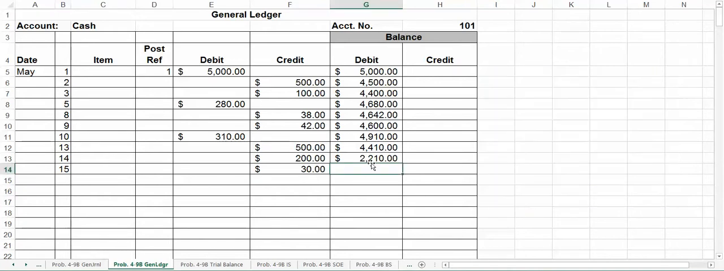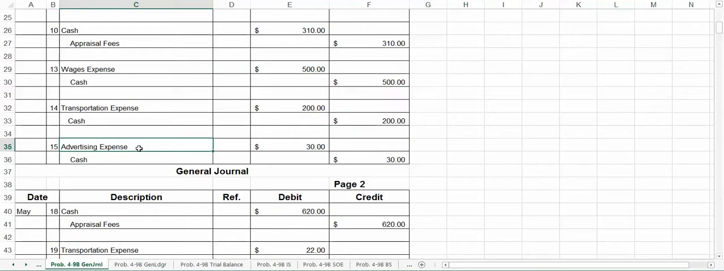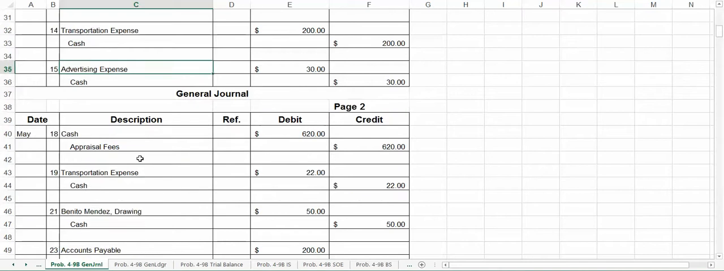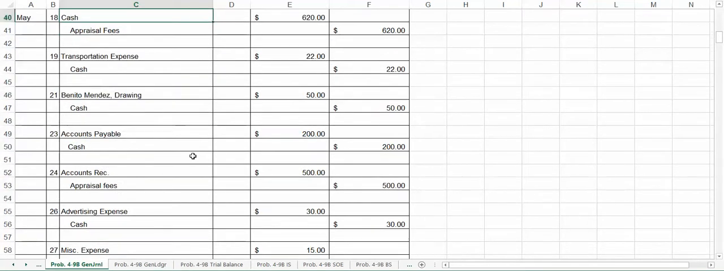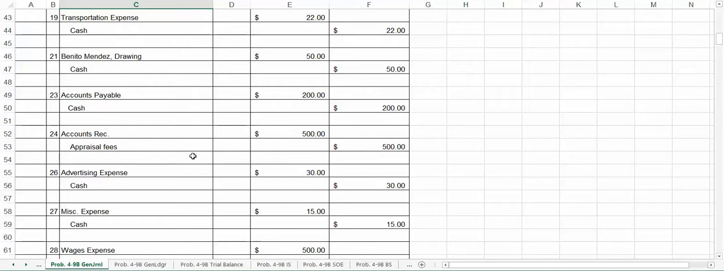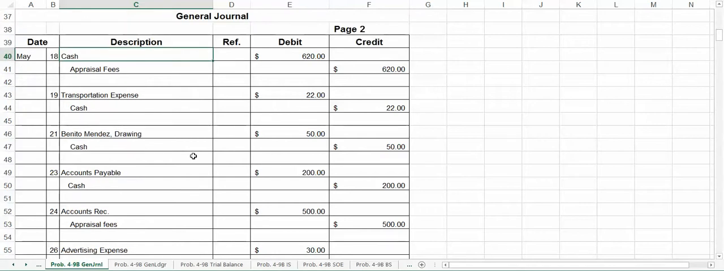So that's $2,180. And once we get the journal ledger done is when we go on to the trial balance. So we have cash and appraisal fees. I'm going to pause it here and I'm going to go ahead and finish it out.